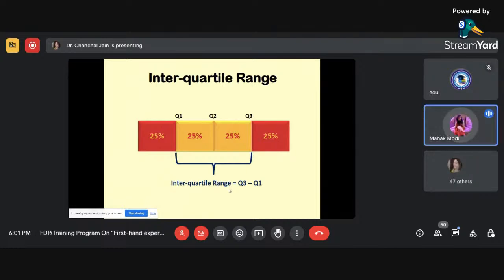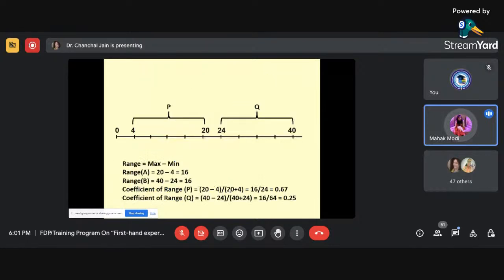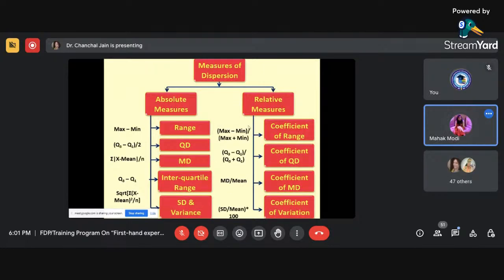Yes, ma'am. But can you please explain the two slides before? There is one term QD. Can you please tell what is QD? Yes, I think I have just explained. This is the quartile deviation: Q3 minus Q1 divided by Q3 plus Q1. Third quartile minus first quartile divided by third quartile plus first quartile. Fine? Yes, ma'am. Okay.